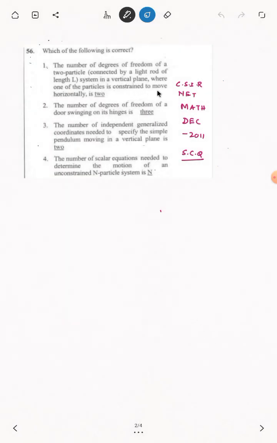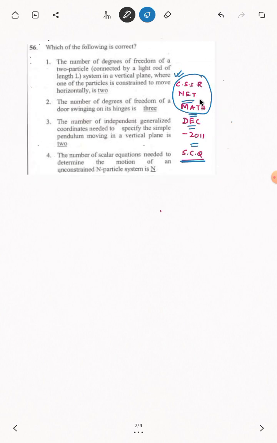This is the first problem. The problem came in CSIR NET Math December 2011 SCQ questions. If you want to do well in classical mechanics in CSIR NET Math, then we have to go to the concepts of the CSIR NET Physics classical mechanics syllabus. If we go through that syllabus and solve all the problems from the physics background, then it becomes much easier for us to solve all the problems in the CSIR NET Math exam. So all of you should look at it carefully.